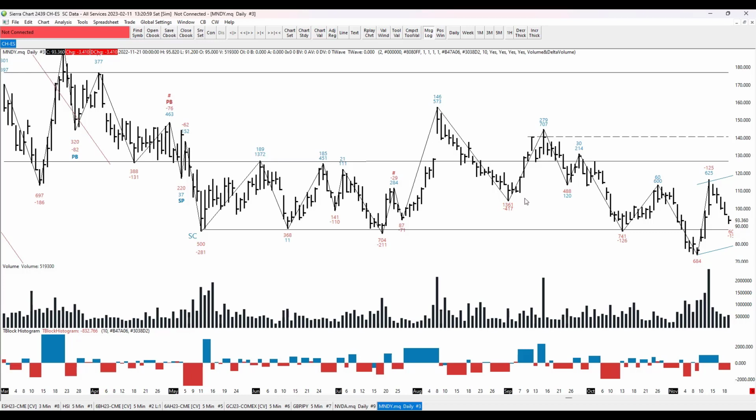Later on, I bought here, and I assumed this would be a backup point of support. However, when I saw this bar with climactic volume and then no continuation, and it fell back into the range, I took a small profit here and got out of the market.